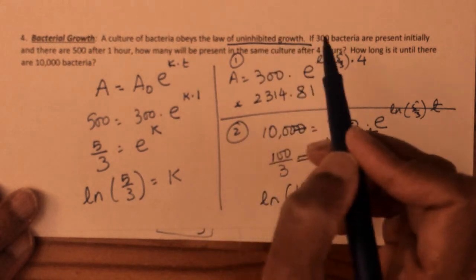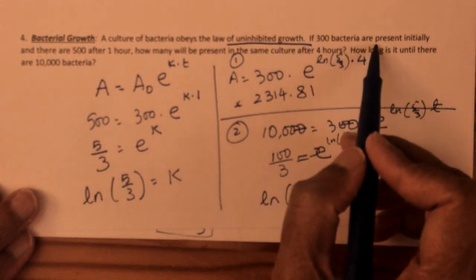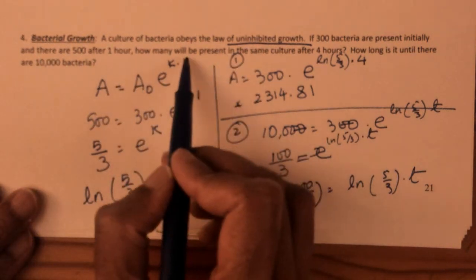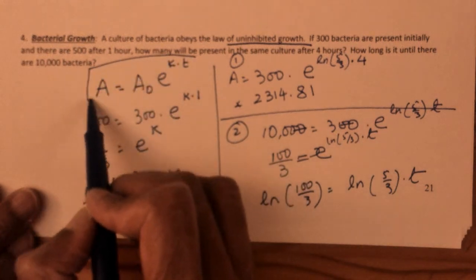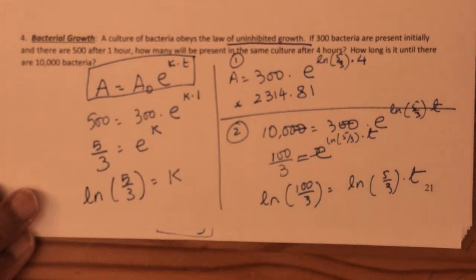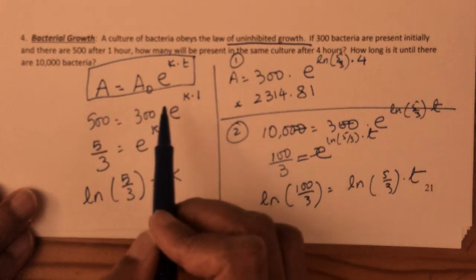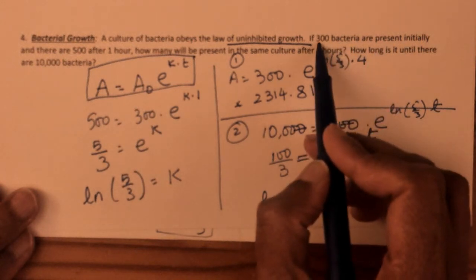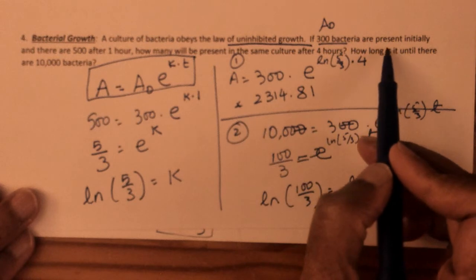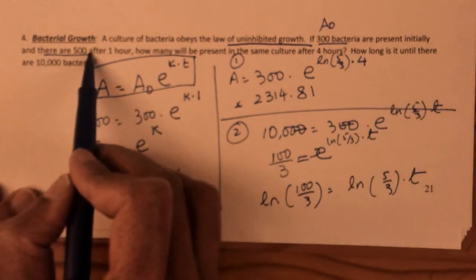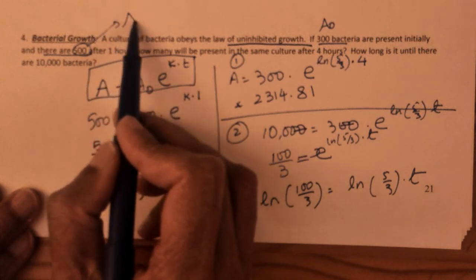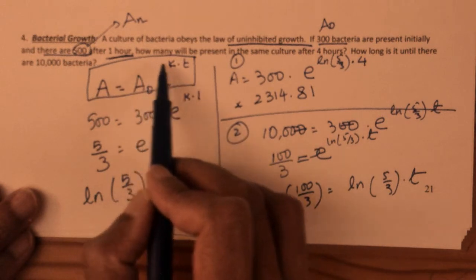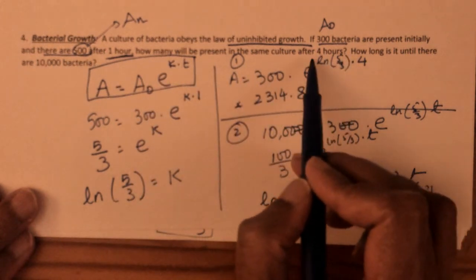This is the same as compounded continuously. If 300 bacteria are present initially and there are 500 after 1 hour. So because it is uninhibited growth, you are going to be using this formula, which was there on the first page of the growth and decay. So if 300 bacteria are present initially, this is what you start with, A_0, and there are 500 after 1 hour, so this is your A_n. After 1 hour, so time is n, right? How many will be present in the same culture after 4 hours?